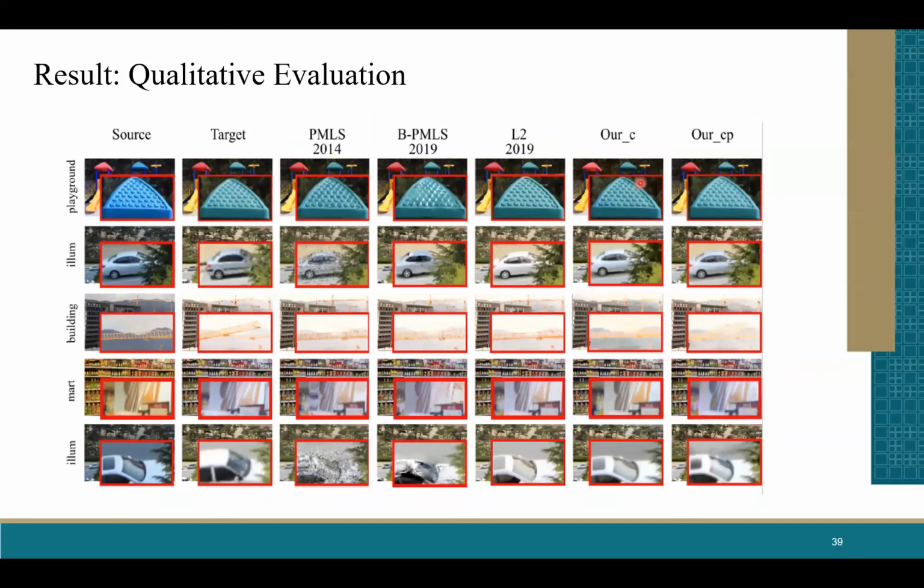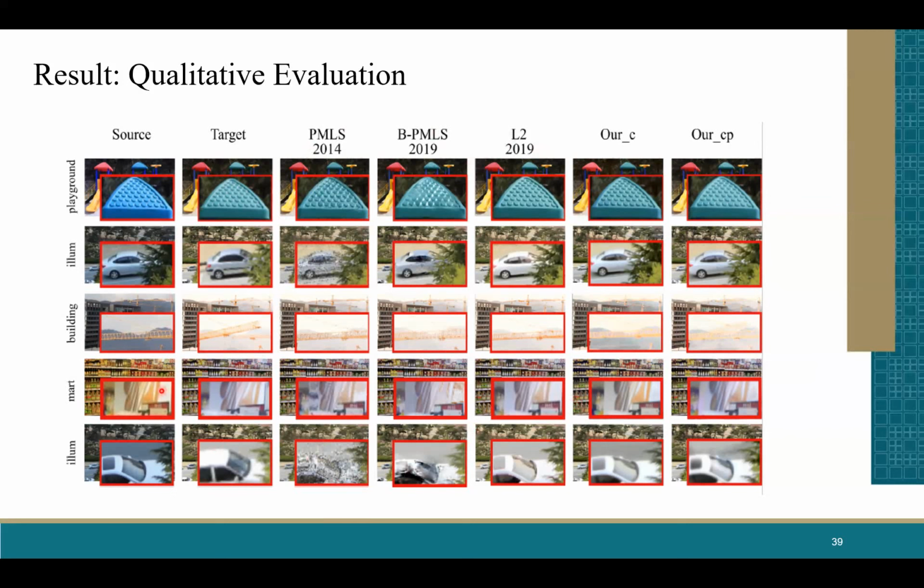We picked the top methods that give us higher scores in terms of metrics, and we compare the results with our results visually. While BMLS and BMLS provide good results in terms of metrics, they actually produce artifacts in the output image because there is a registration error. So these two color methods are not robust to registration errors.